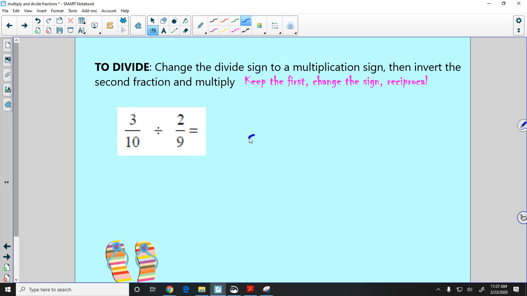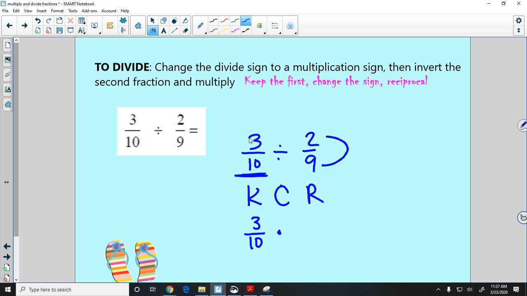So we have 3/10 divided by 2/9. We're going to keep, change, reciprocal. So we're going to keep the first fraction the same, 3/10. We're going to change the division to multiplication, and we're going to find the reciprocal, which is basically flipping the fraction.